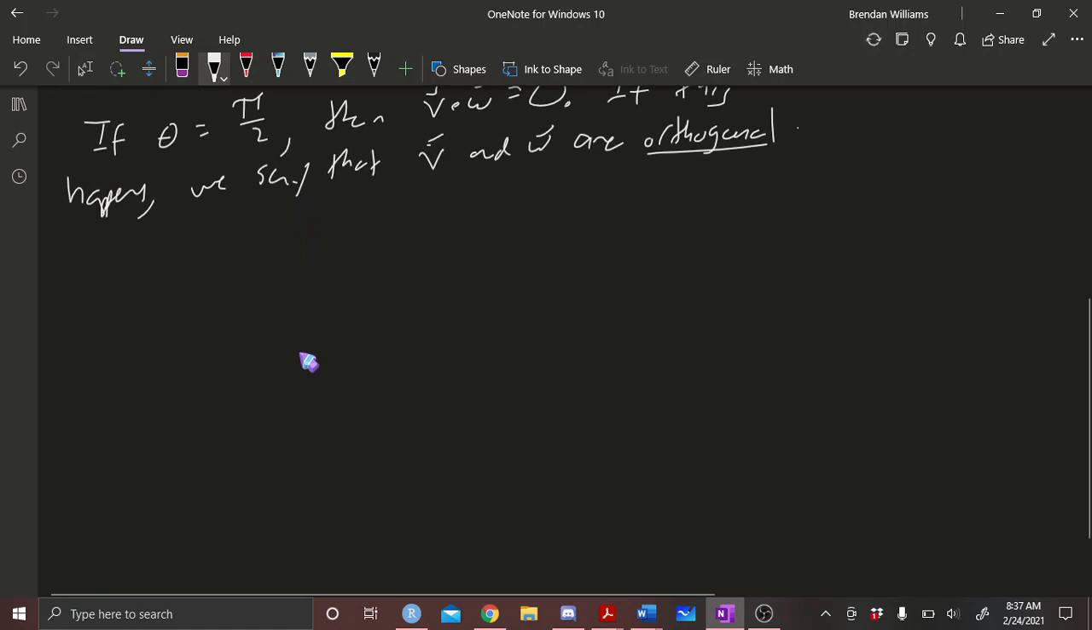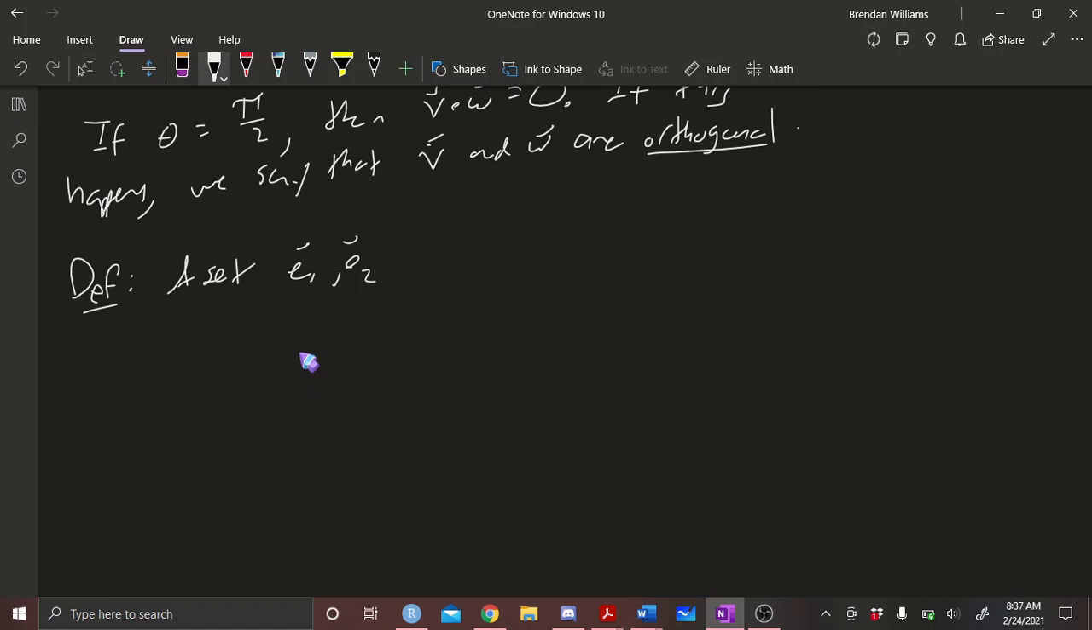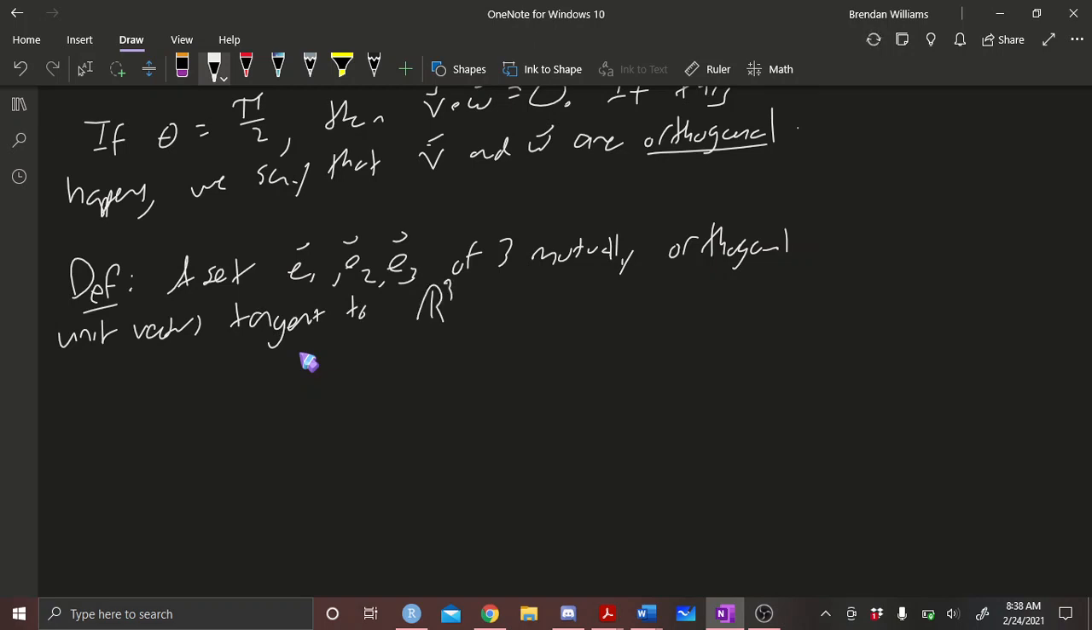Okay, I'm going to move on to the next definition. A set E1, E2, E3 of three mutually orthogonal unit vectors tangent to R3 at P is called a frame at the point P.